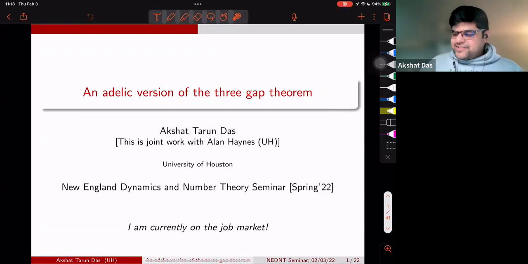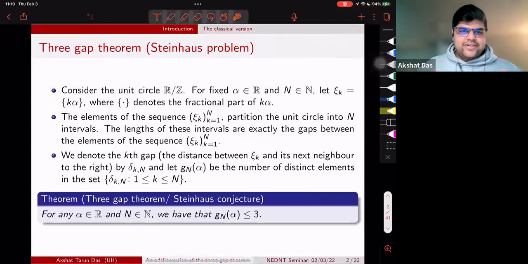So today I'll talk about an adelic version of the three-gap theorem, and this is jointly proved by me and my thesis advisor, Dr. Alan Haynes. So I'll start by talking about the classical version of the three-gap theorem.